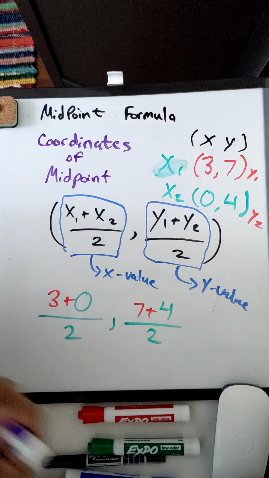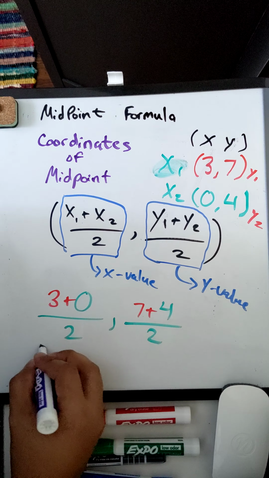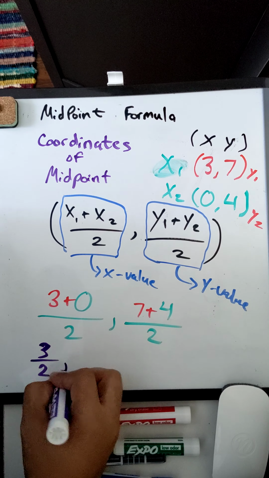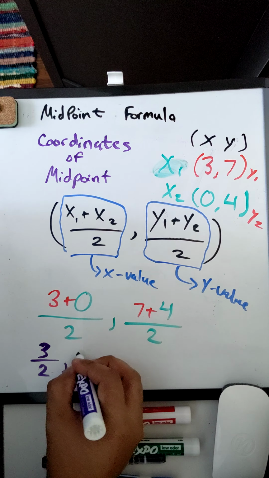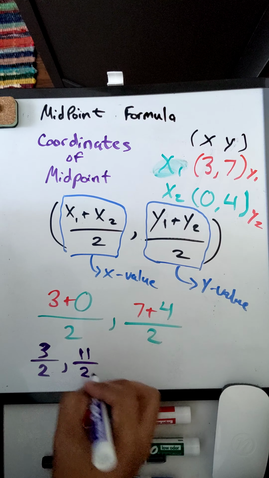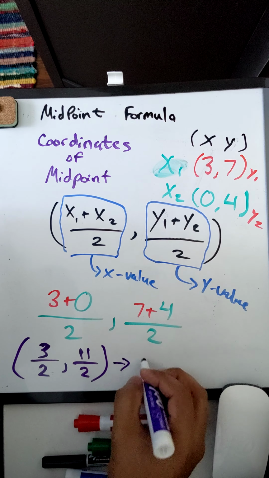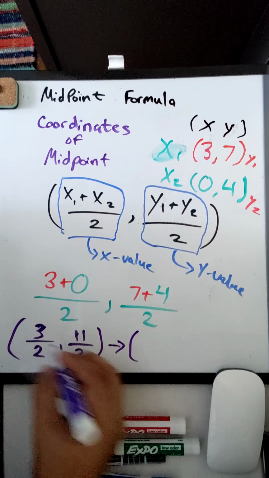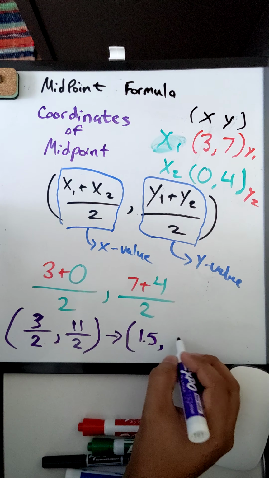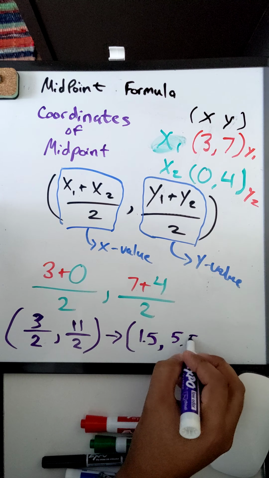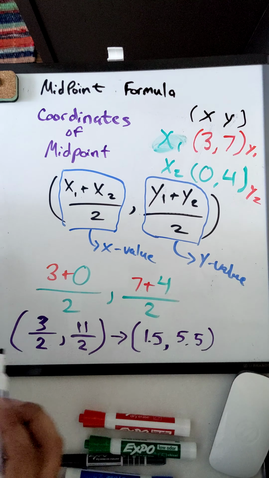And now all I have to do is add these numbers up and then divide by 2. So when I do that, I get 3 plus 0 is 3, so I get 3 over 2, comma, 7 plus 4 is 11, divided by 2, 11 over 2. So these are the coordinates to my midpoint. So I'm going to go ahead and keep simplifying that into decimals. So this becomes 1.5, comma, and this becomes 5.5. And now this is the coordinate for my midpoint, and I am finished.